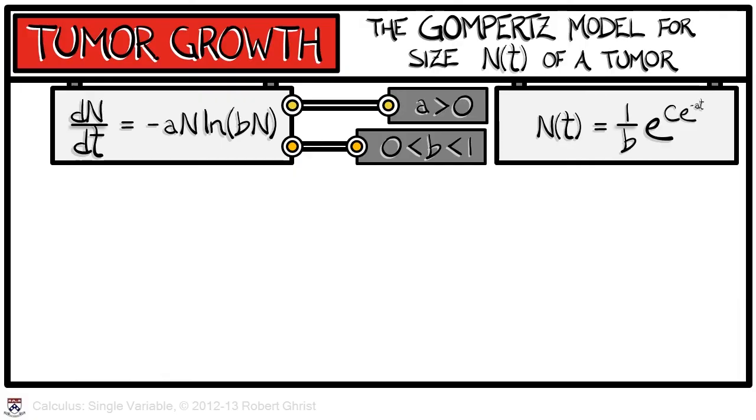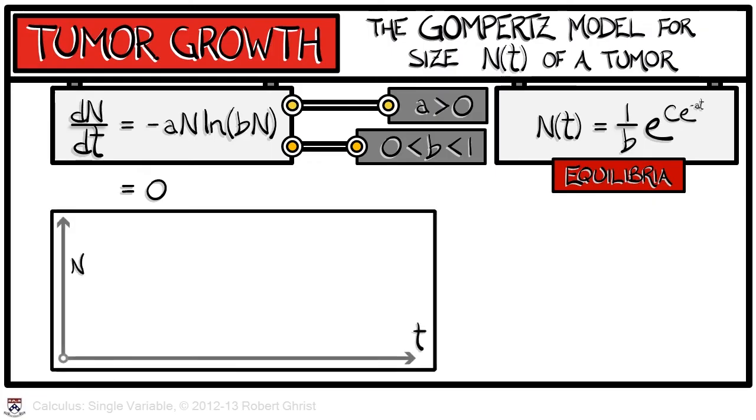We'd like to know something about how that solution behaves. Let's consider things from the point of view of equilibria. If we set dn dt equal to 0, what do we observe? We observe that there is an equilibrium at 0. Plugging in n equals 0 certainly gives dn dt equal to 0, as you can see by taking a limit. And it certainly makes biological sense that if the initial size of the tumor is 0, then no tumor will grow. However, there's another equilibrium at n equals 1 over b.